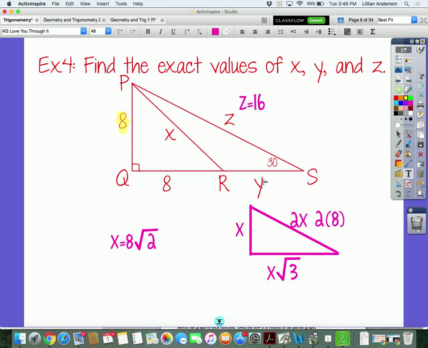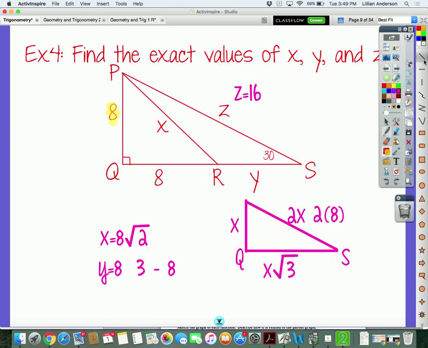Lastly, to find y, we're actually going to figure out that this bottom length of the big triangle from Q to S is going to be x square root of 3, or better yet, 8 square root of 3. So to find y, all we do is we take 8 square root of 3 and we subtract 8. And that's going to be the value for y. And the reason why that's the case is because QS is basically 8 plus y. And so in order to figure out just y, we have to take that full length, which is 8 square root of 3, and then we have to subtract the value of 8.